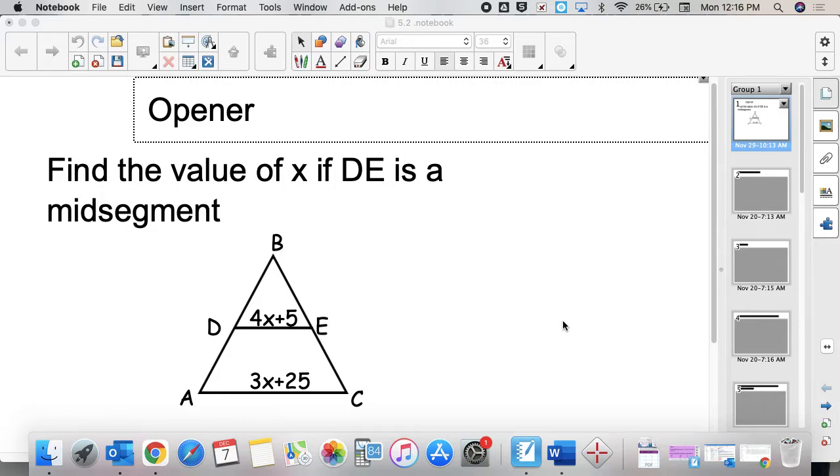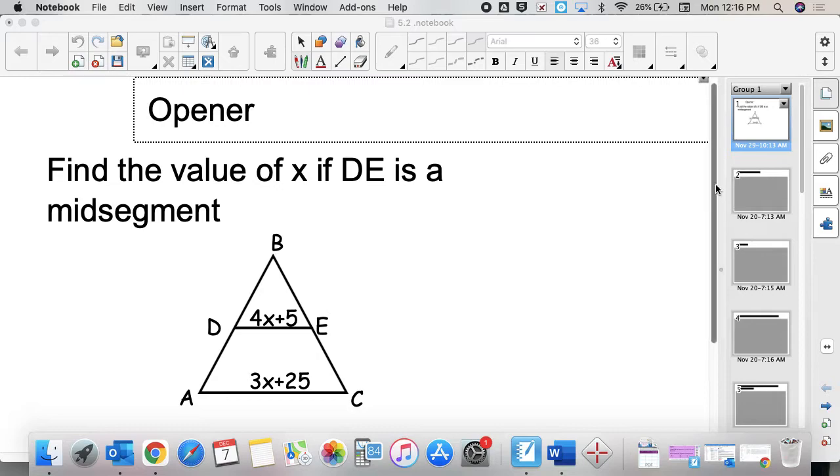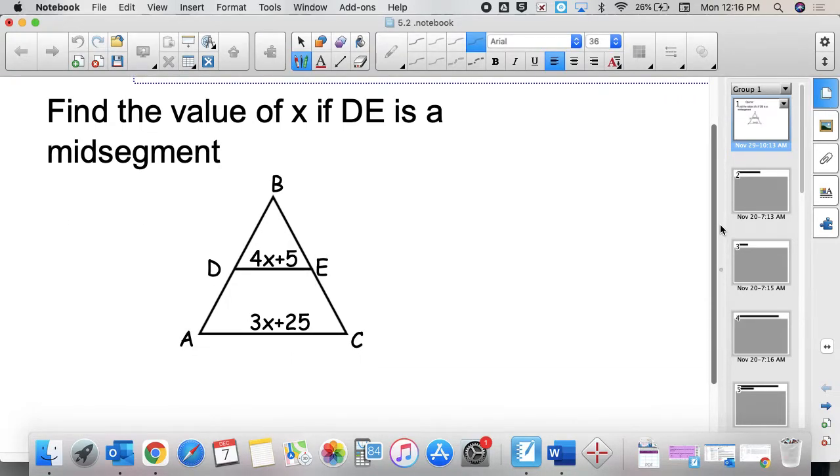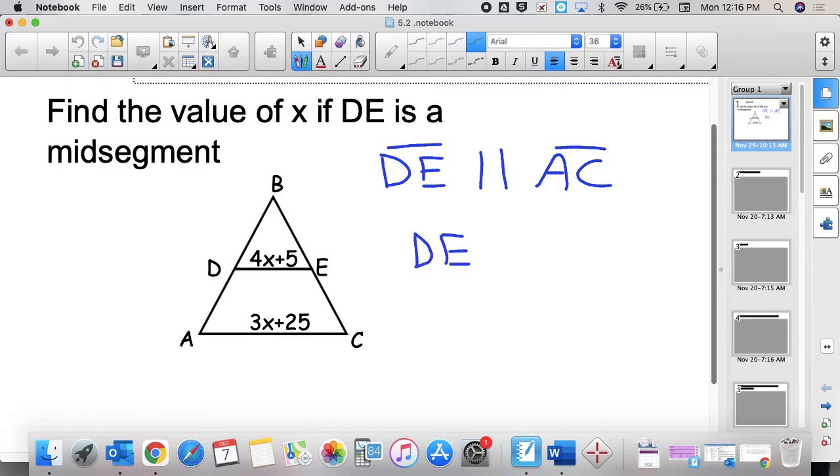Take a look at 5.2. We have our mid-segment drawn here. So that mid-segment, as a reminder, two things you need to know. DE is going to be parallel to AC. And more importantly right now, DE is going to be 1/2 of AC.